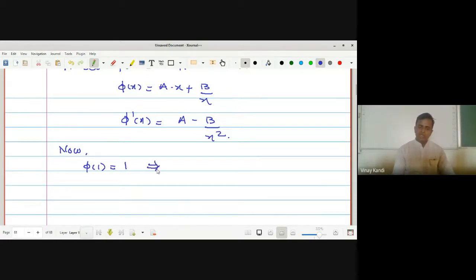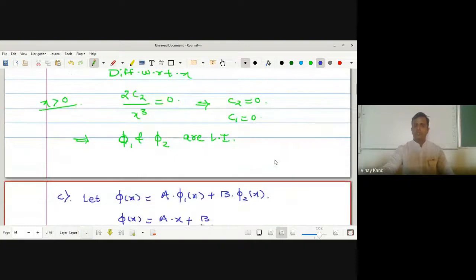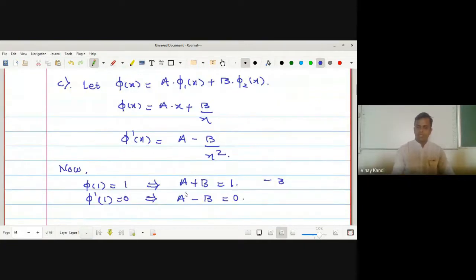It implies, what is the first condition given to you? Phi of 1 is equal to 1 and phi dash of 1 is equal to 0. Now phi of 1 is equal to 1 implies that A plus B is equal to 1, and phi dash of 1 is equal to 0 implies A minus B is equal to 0. So this is equation number 4 and this is 5.